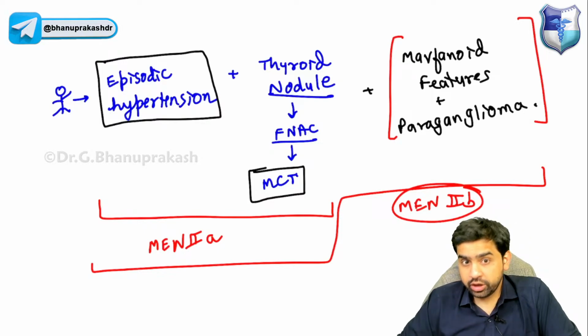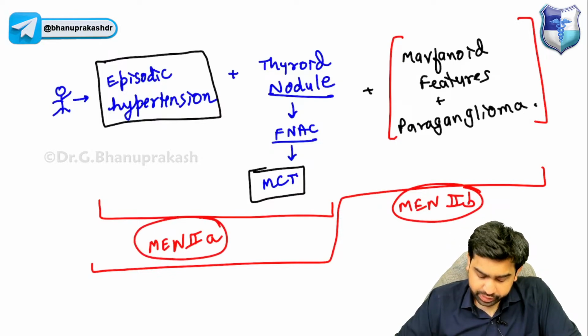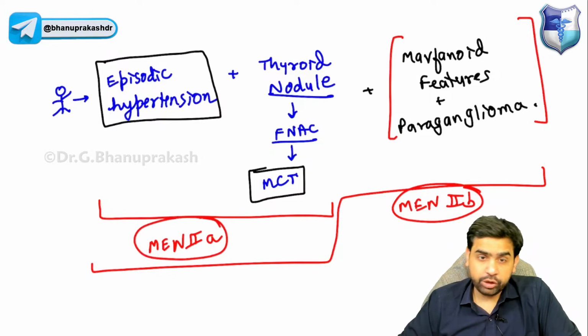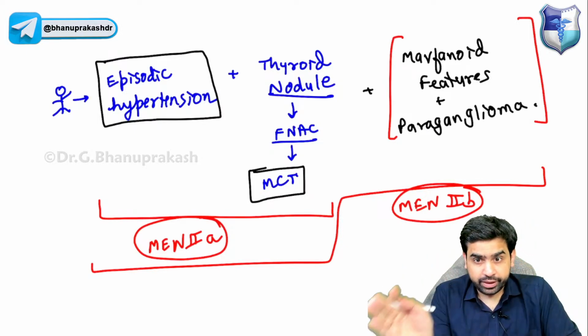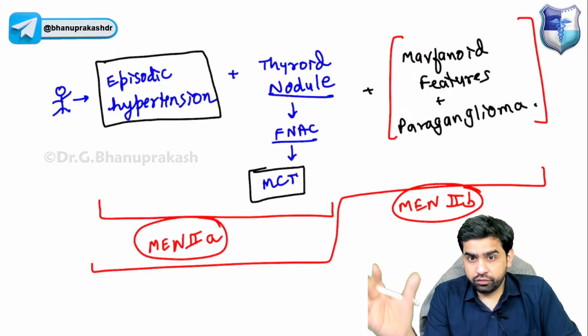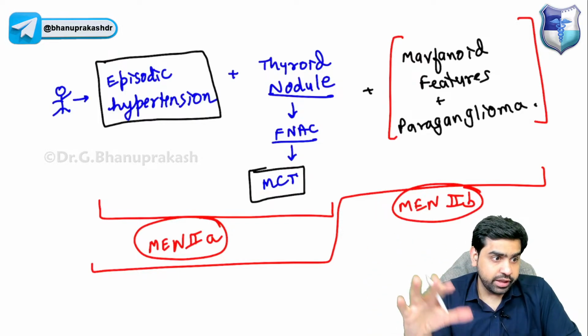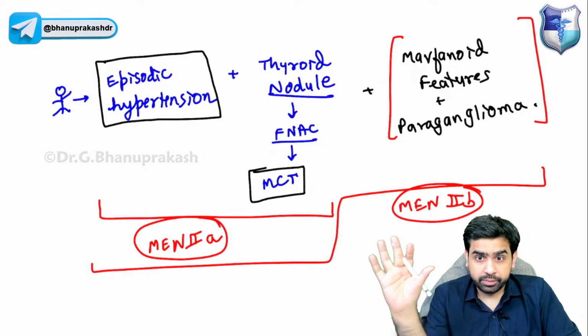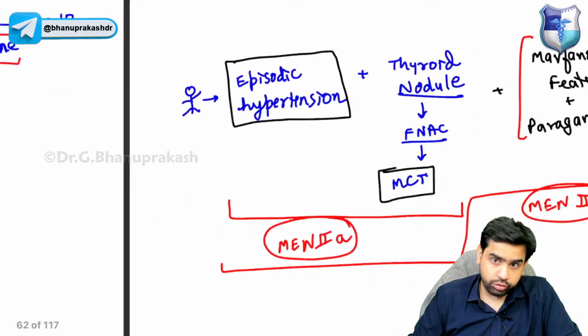Are you understanding my point? So we have a MEN2A and the MEN2B. What is a MEN2A? MEN2A means episodic hypertension with the medullary carcinoma of thyroid. In the MEN2B, what do we have? Episodic hypertension with the medullary carcinoma of thyroid plus the marfanoid features or the paragangliomas and all those things. All these together constitute a MEN2B syndrome.